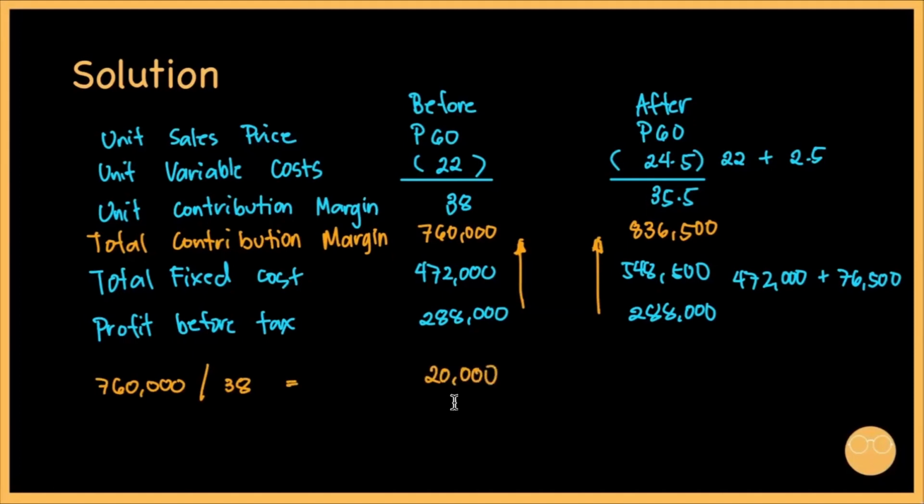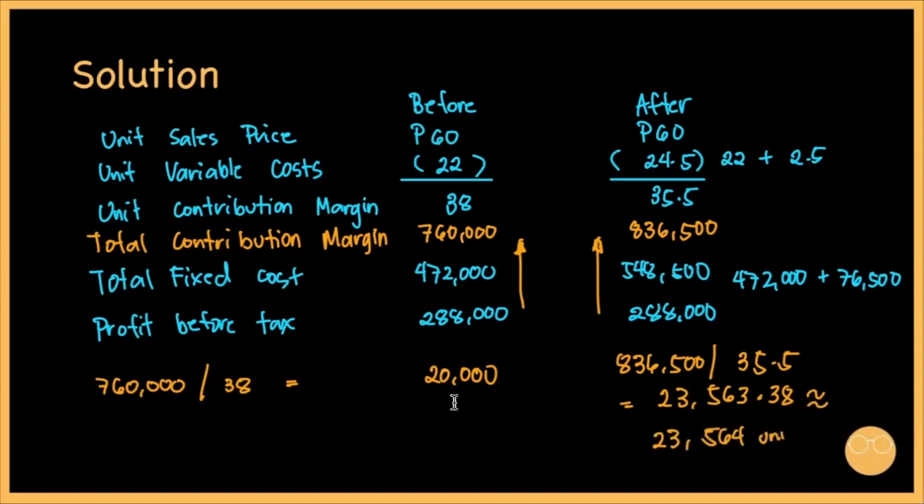For the before any adjustment, we need to sell 20,000 units for us to get the before tax profit of 288,000 pesos. For the after adjustment, for us to get the number of units needed to be sold for us to get the profit before tax of 288,000, let's have here 836,500 divided by the unit contribution margin of 35.5. You're going to get 23,563.38, or let's round it up to 23,564 units.